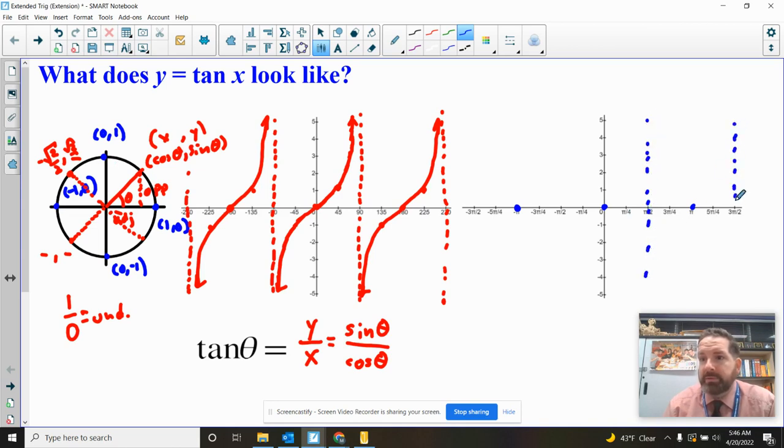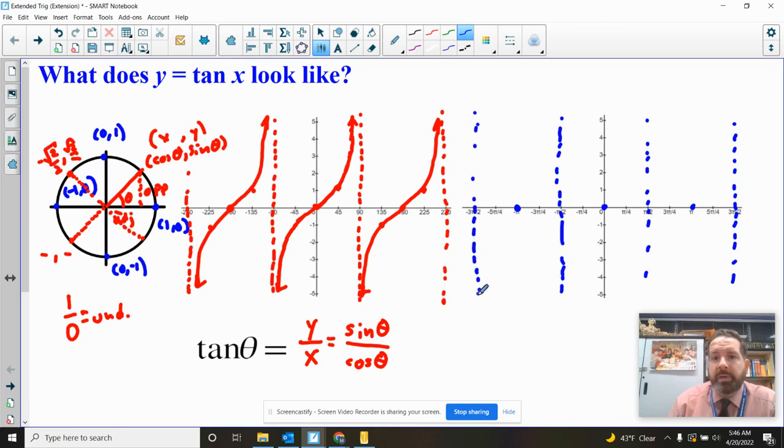3 pi over 2. Same thing at negative pi over 2 and negative 3 pi over 2. And then 45 degrees, well, that's pi over 4. Negative 45 degrees, negative pi over 4. So we've got the same graph occurring, just on a different scale. And it's going to follow that same shape.